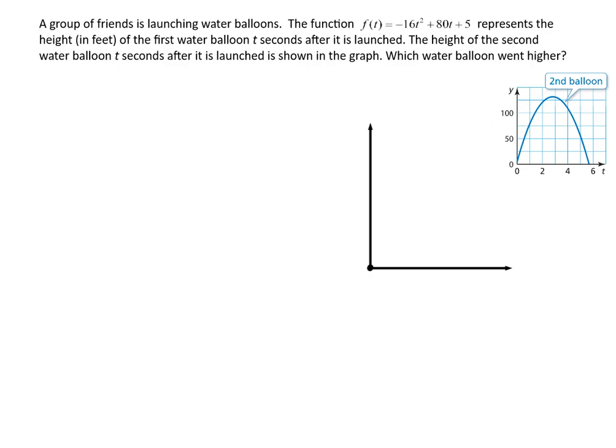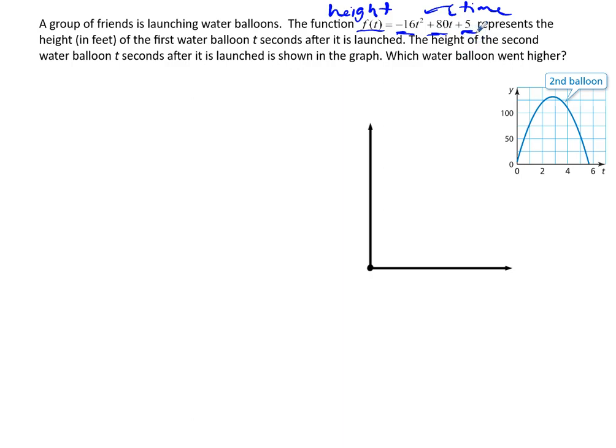So again, since this is a word problem, we want to start by identifying our variables. F of t, it says, is the height in feet of our water balloon, t seconds after it's launched, so t is time. Now, if we look at these other numbers, we know that the negative 16 refers to gravity, the 80 feet is the initial velocity, and 5 feet is the initial height.